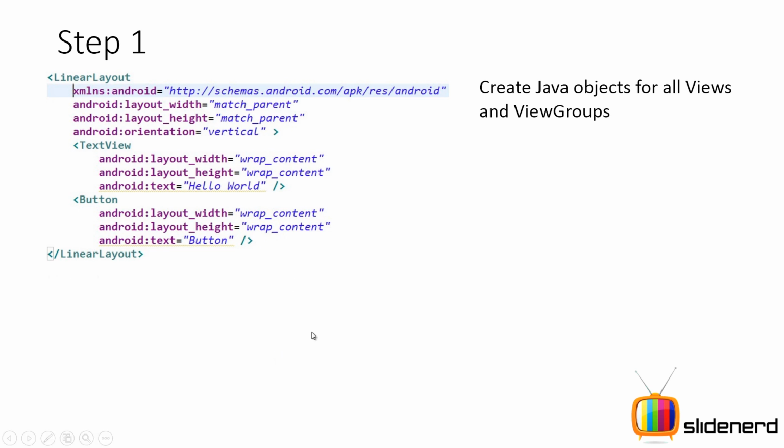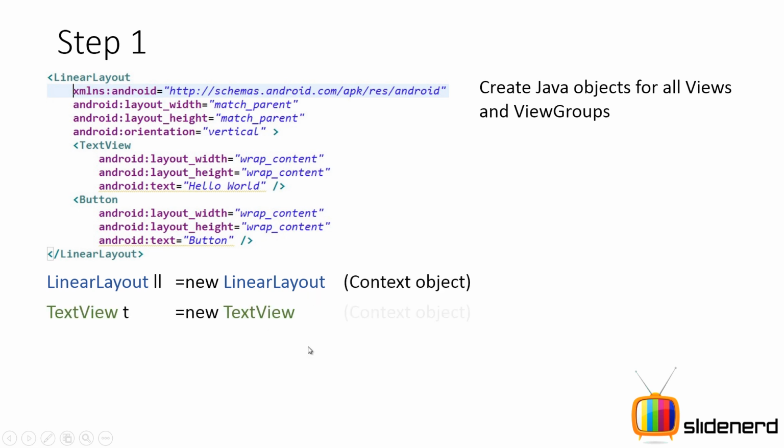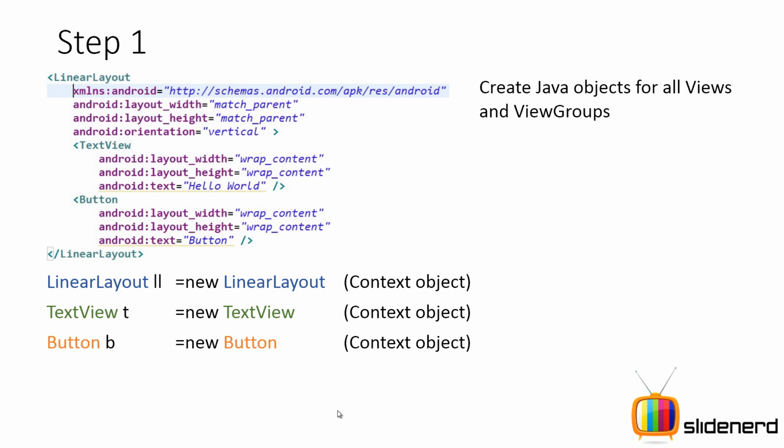So for the first step, I'm going to say linear layout LL is new linear layout. For the text view, again, I'm going to say the same thing. For the button, again, I'm going to say the same thing. Now if you guys notice this parameters over here, it says context object. Now if you're a beginner, this is the biggest source of confusion. You wonder what the context object is. Well, don't worry too much about it. A context object is nothing but a way to access the system resources and platform services inside your Android. Now for every view and view group you create, you pass this context object and you're done with it. Alright, this is the first step.